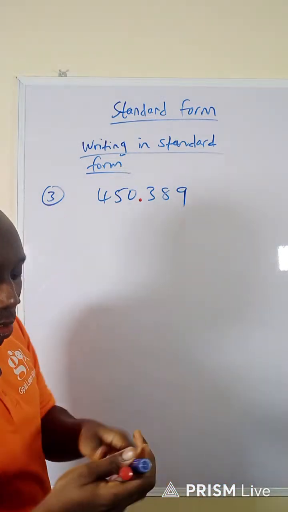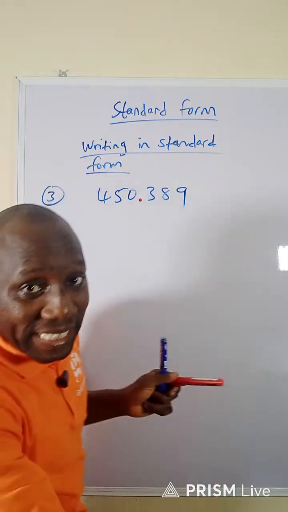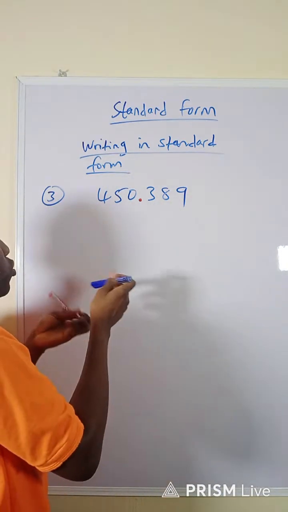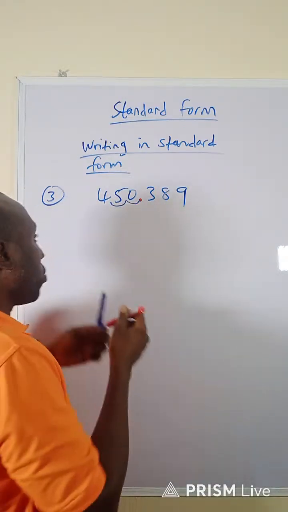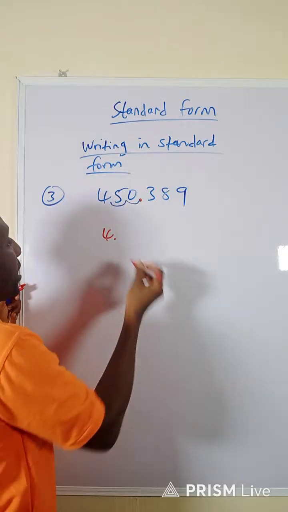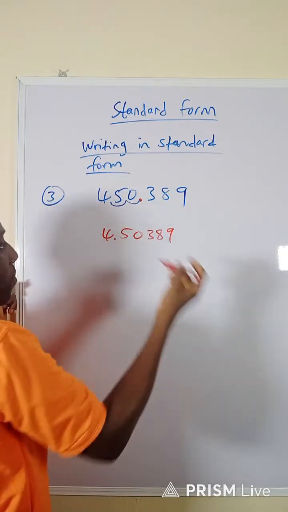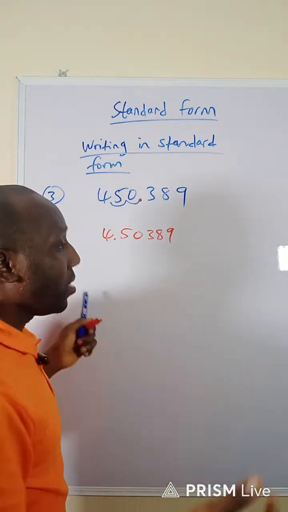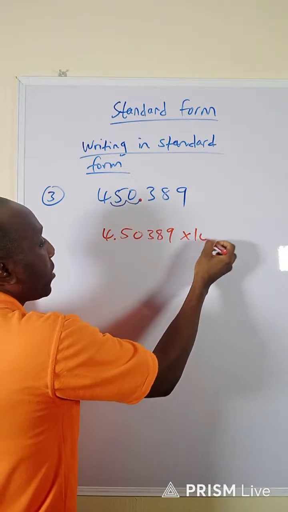So you start from where the decimal point is. We count until we get to 4 points. So you do from here, 1, 2. That's what? 4.50. We have to repeat all this, unless you are told to round it off to one decimal place. So 4.50389 times 10 raised to the power what?